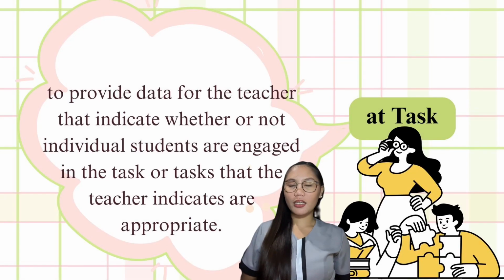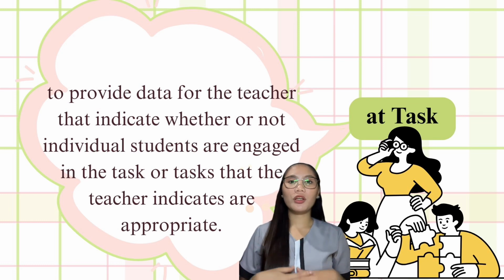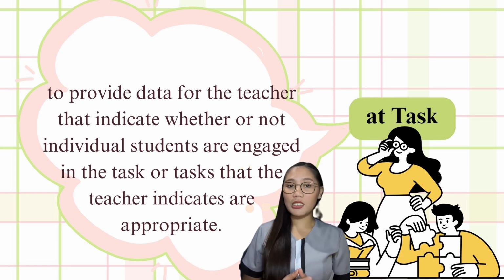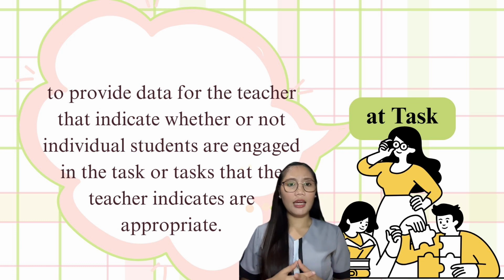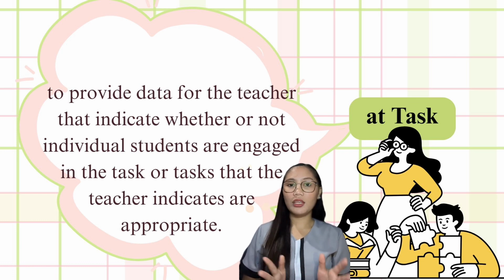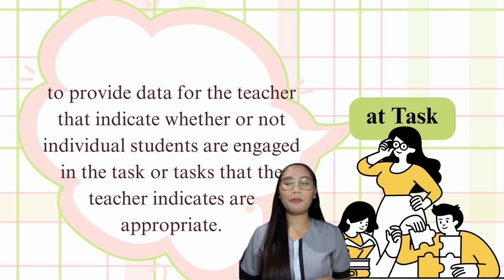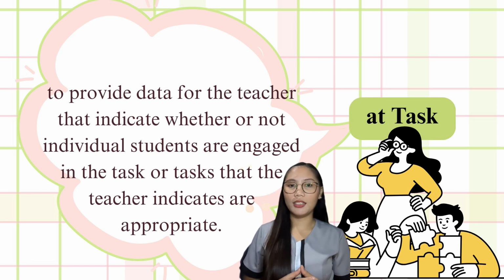The at-task observation technique is a way of checking if students are really focused on the activity given by the teacher. So the observer looks around the class at certain times and notes whether each student is doing the task or not. This helps the teacher to see who is paying attention and working and who might be distracted. So the information can guide the teacher on how to keep everyone engaged and on track.